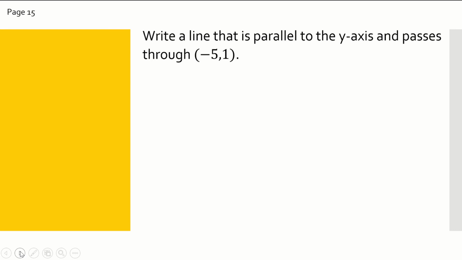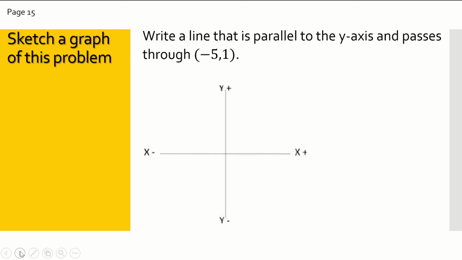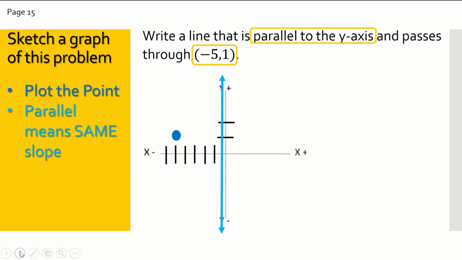Write a line that is parallel to the y-axis and passes through (-5, 1). So we're going to sketch a graph of this problem. We know we have a point, (-5, 1), and then another line that is parallel. So let's plot the point (-5, 1).